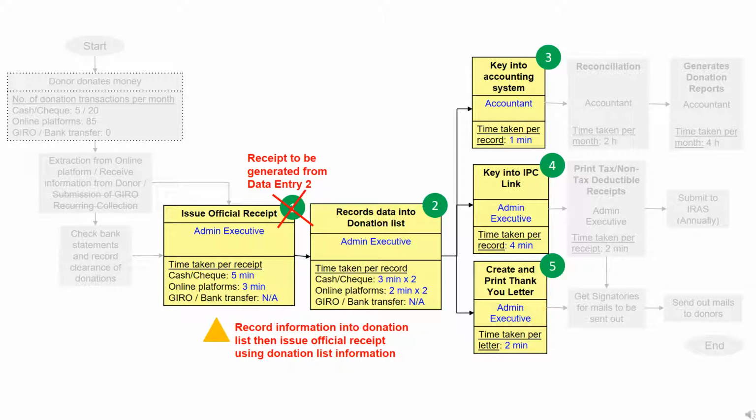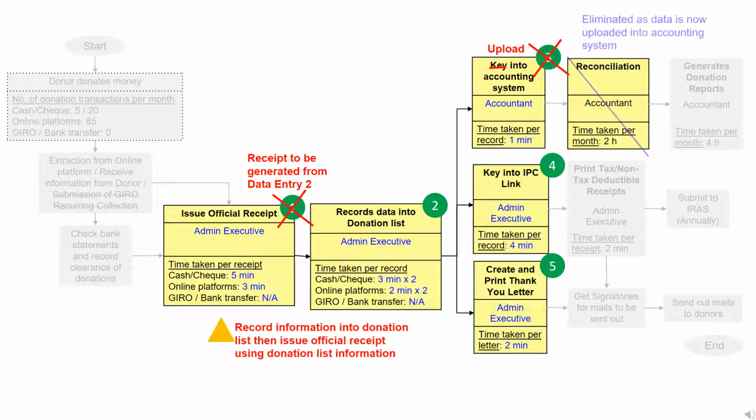Moving on to data entry point 3, keying data into the accounting system. Manual entry of transactions increases the probability of human error, and affects the quality of our accounting data. Here, consider what information finance would definitely want in the system. Instead of keying in these data, can the information captured for steps 1 and 2 be uploaded onto the accounting system? With the change, given that information is now not manually input but rather uploaded into the system, the data will be the same. Hence, there is no need to tally what is in the system with our donation list. This reconciliation step can now be eliminated.